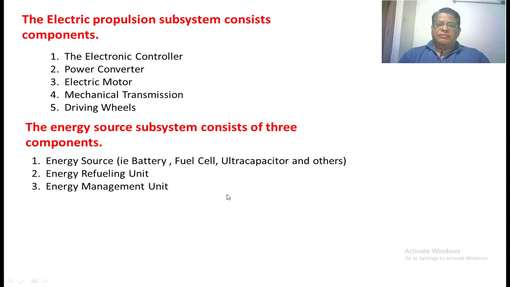Energy management system. Already we know that the energy management system works along with the electronic circuit to make sure that regenerative braking occurs properly in the vehicle. Not only that, it also takes into consideration the charging state of the battery.